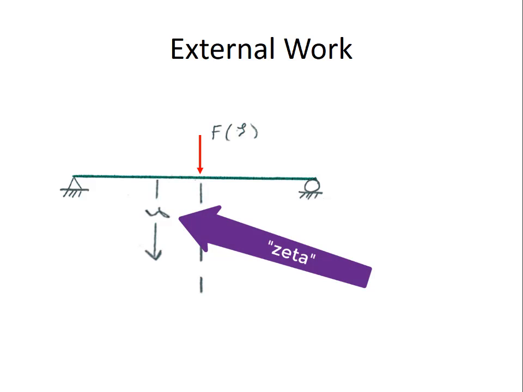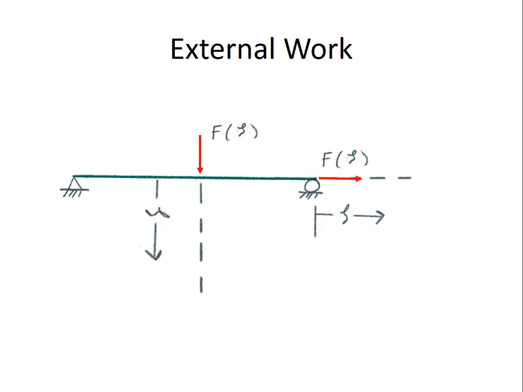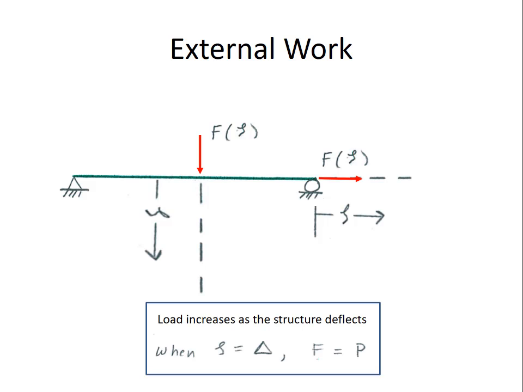So we'll indicate the direction of deformation by zeta, and we'll say that the force F is a function of zeta because the force increases as the member deforms. We can also say the same for a force applied in the axial direction. So eventually this force F will reach a maximum value, we'll call that maximum value P, when the deformation zeta reaches a maximum value. We'll call that maximum value delta.